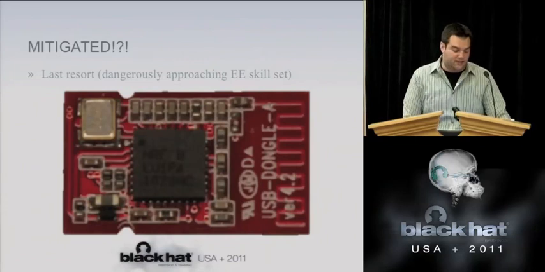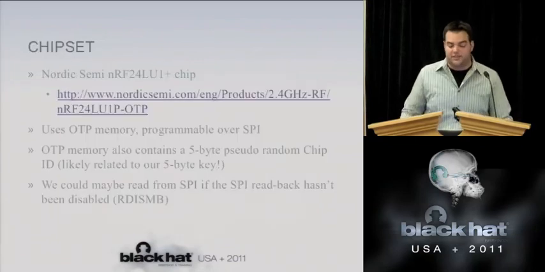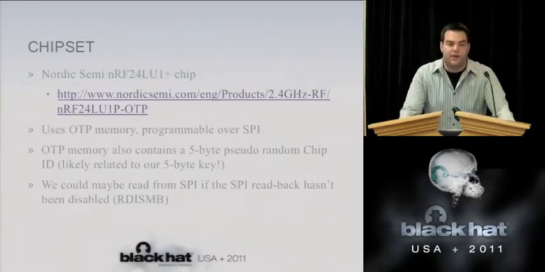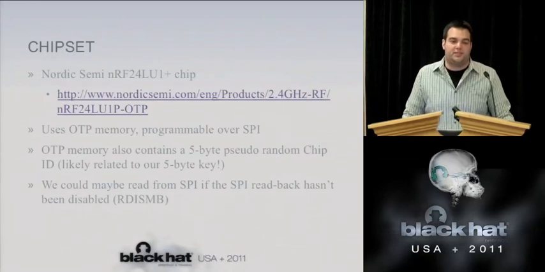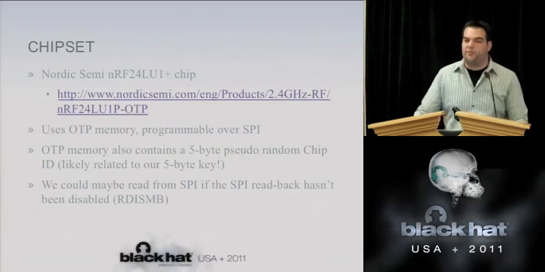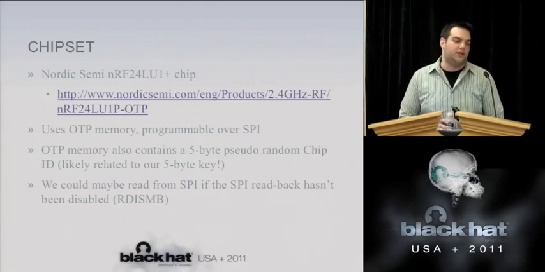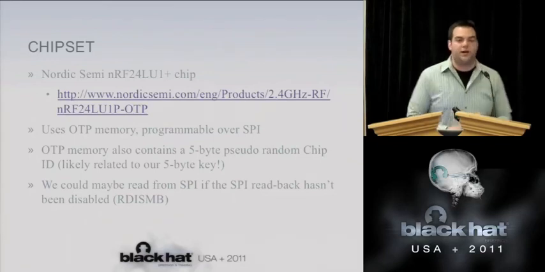Something that I didn't have time to, but definitely would be interesting to look at, is this running a Nordic semiconductor chip. It's actually a really cool chip. It has USB built in, has 2.4 wireless built in, basically has everything built in. But one of the interesting features it has is one-time programmable memory. And you can almost assume this is exactly where that serial number is being stored. And this memory is programmable over a SPI bus. So you hook up to a couple of pins, you hit one pin to set into programming mode, and you can read and write this one-time programmable memory over the SPI bus.